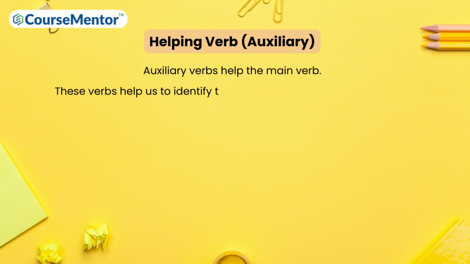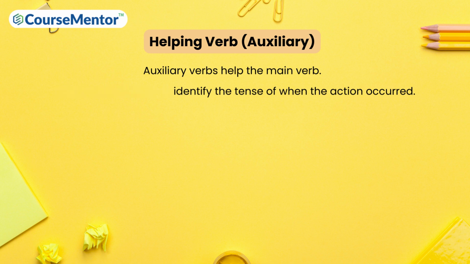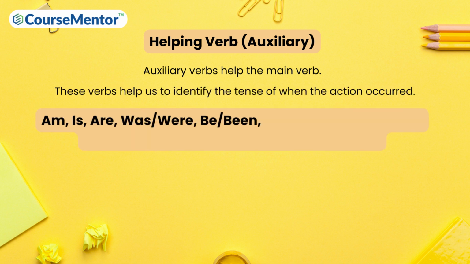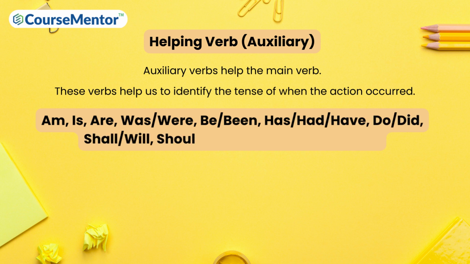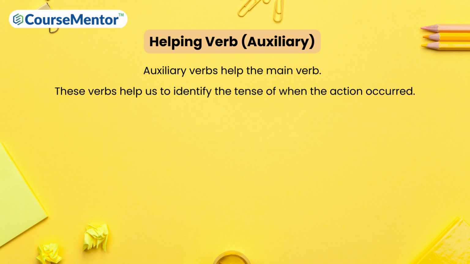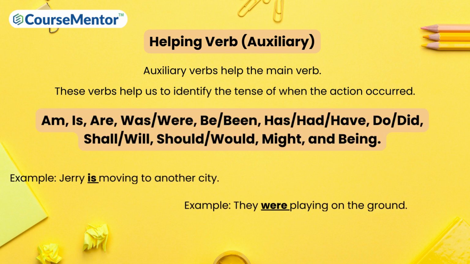Helping verb, auxiliary. Auxiliary verbs help the main verb. These verbs help us to identify the tense of when the action occurred. This includes am, is, are, was/were, be/been, has/had/have, do/did, shall/will, should/would, might, and being. For example, Jerry is moving to another city. They were playing on the ground.